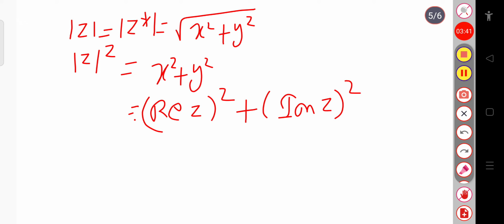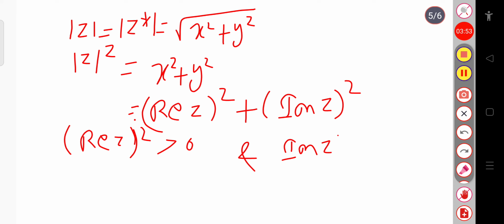Clear? Here the real part of z whole square will always be greater than or equal to 0, and the imaginary part of z square will always be greater than or equal to 0. Why is this greater than or equal to 0? This is because here I am saying that the modulus of z is the non-negative real number. Since it is a real number, the imaginary part must be equal to 0. Must be means it may be 0 or it may be greater than 0.